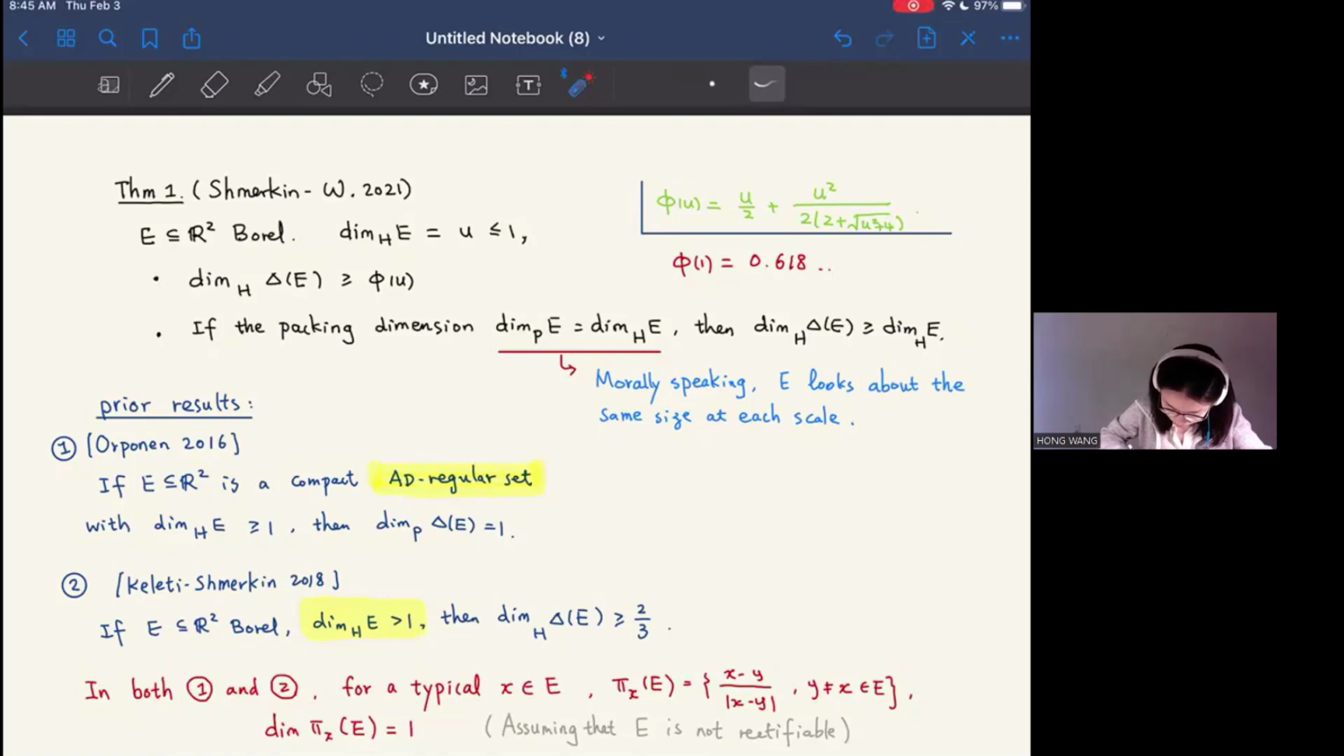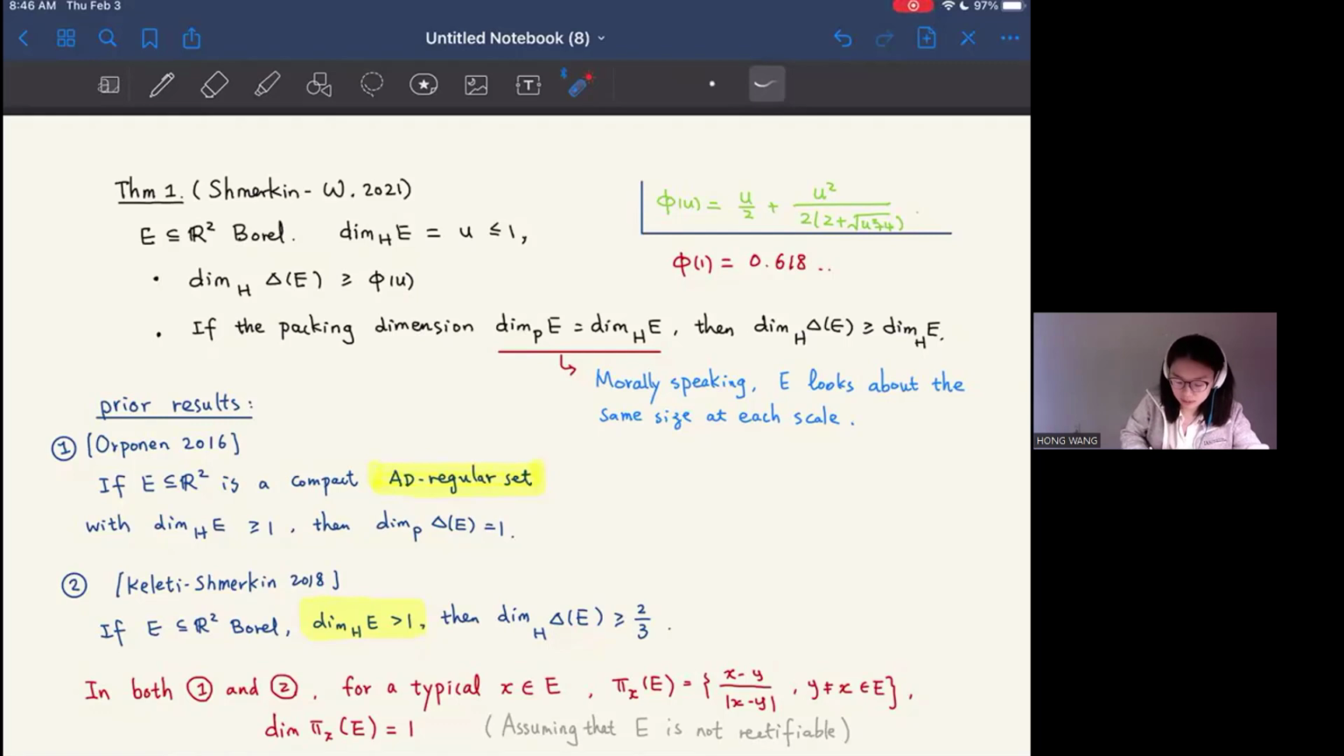Then Katz and Tao, and Shmerkin, used some of these ideas combined with some new ideas. They show that if E is a Borel subset of R2 with Hausdorff dimension strictly greater than 1, then the Hausdorff dimension of the distance set is greater than 2/3.